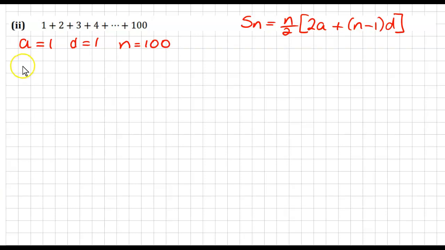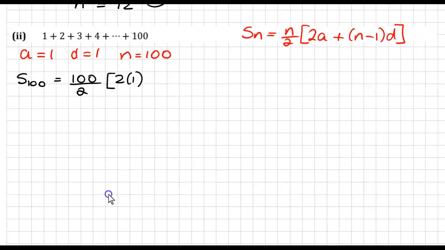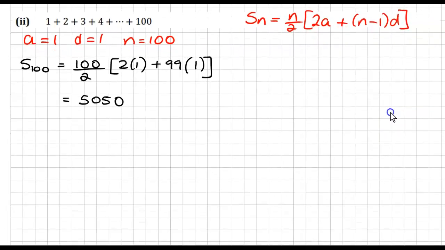So that means S100 will be equal to 100 over 2 times 2 times a plus 99, because n minus 1 is 99 differences of 1. And again, putting all that into our calculator, we get 5050. So that there is also the 100th triangular number, because when you add up the natural numbers, you get the triangular numbers.